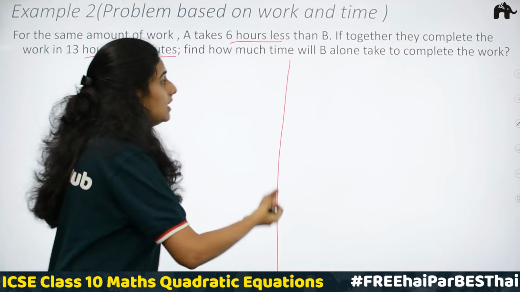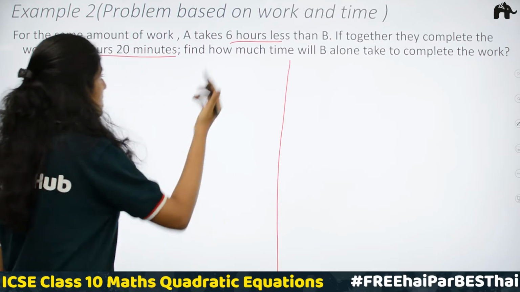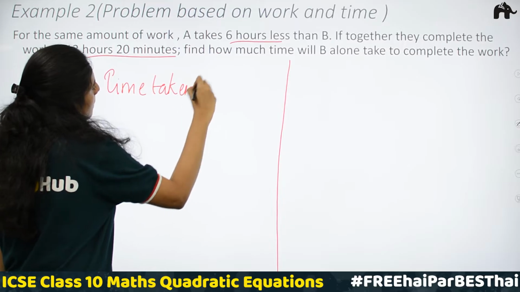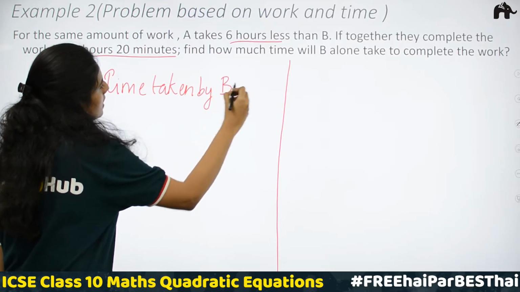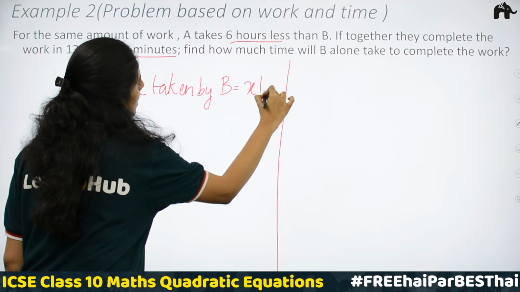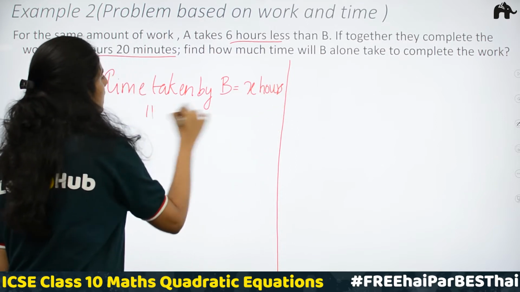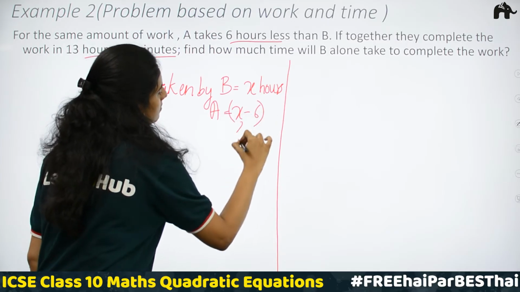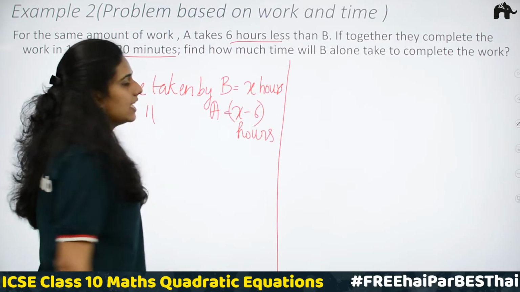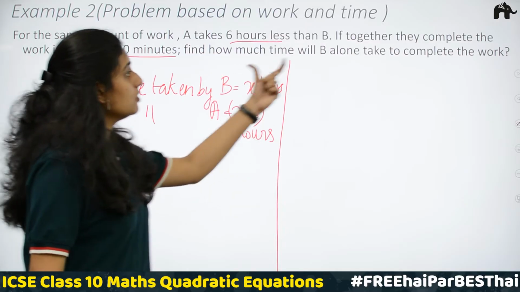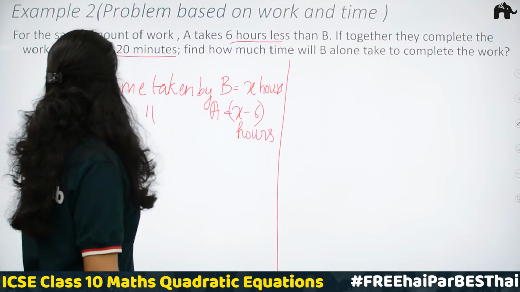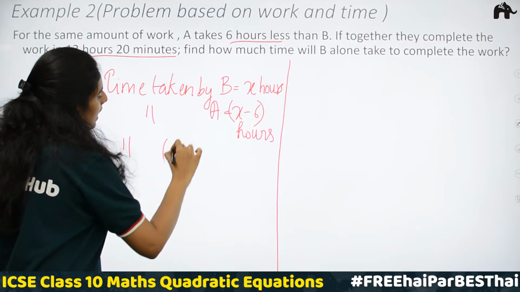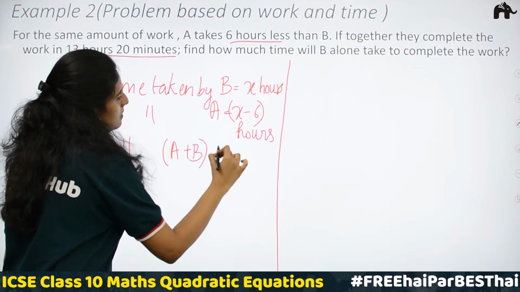In that case, we can take the time taken by B is equal to X hours. Then what is the time taken by A? A will be equal to X minus 6 hours. If together they complete the work in 13 hours 20 minutes. Together means time taken by A and B.